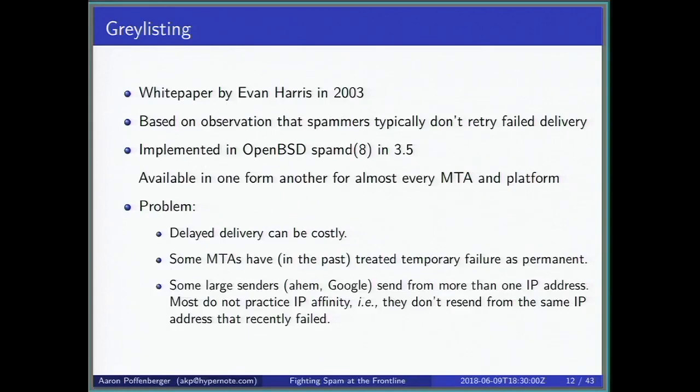Graylisting, I think, was one of the first really useful, fairly automatable ways of dealing with spam. Evan Harris wrote a paper on this in about 2003. It's based on a very simple observation that spammers don't really care whether they successfully deliver. It's the shotgun approach, right? Just fire and forget. And as Gilles Chehade found when he was writing OpenSMTPD, they don't care much about the RFC. They don't care much about the 451s. If they can't deliver here, they'll move on. OpenBSD first implemented it in 3.5, but it is available somewhere or another on almost every platform for every MTA.